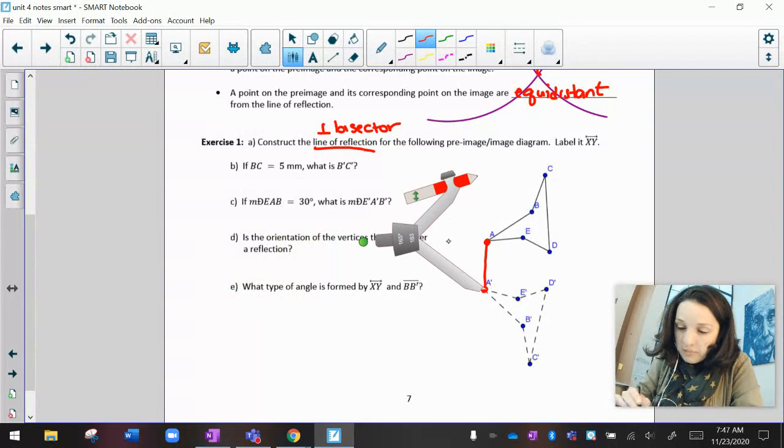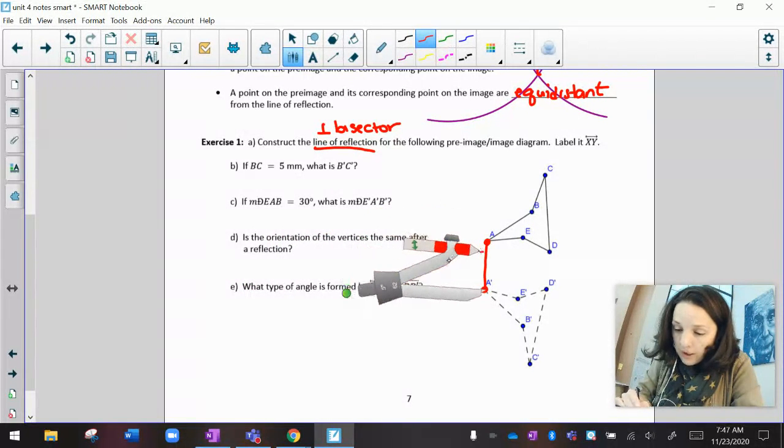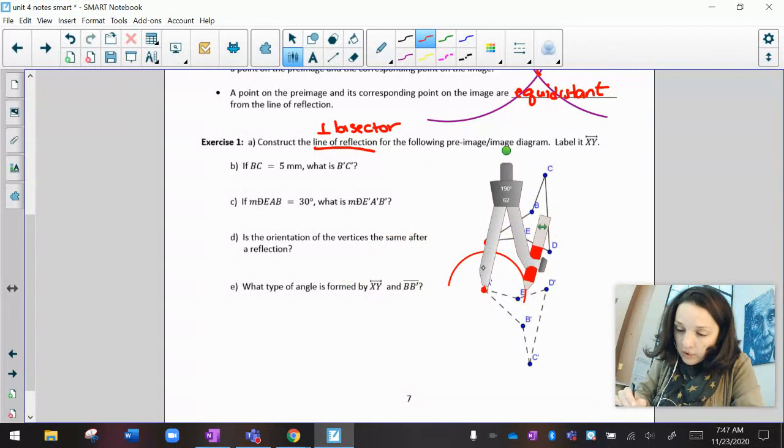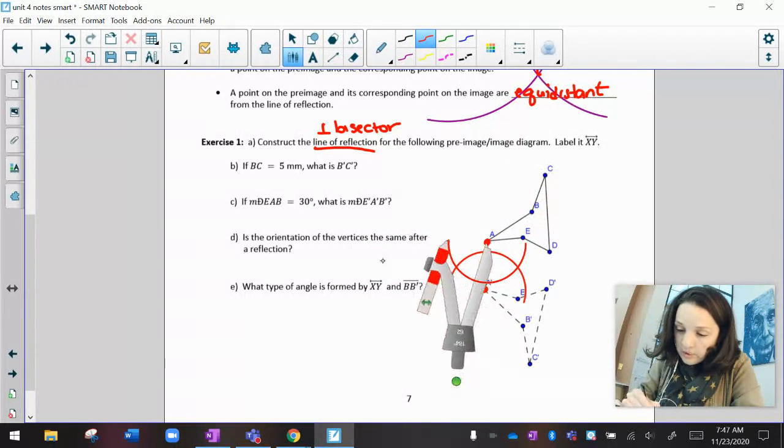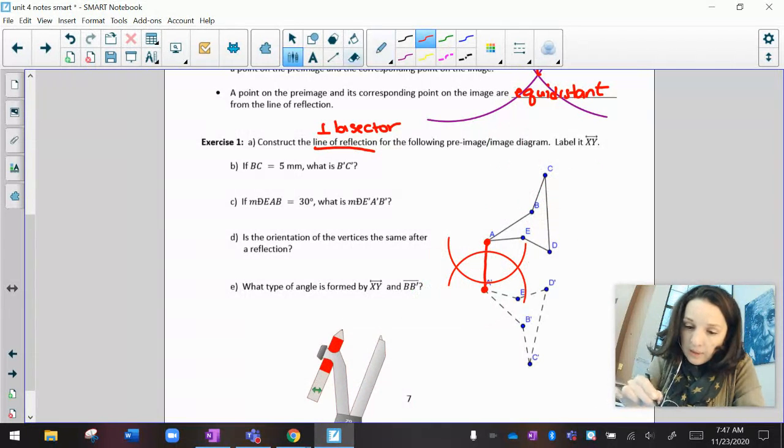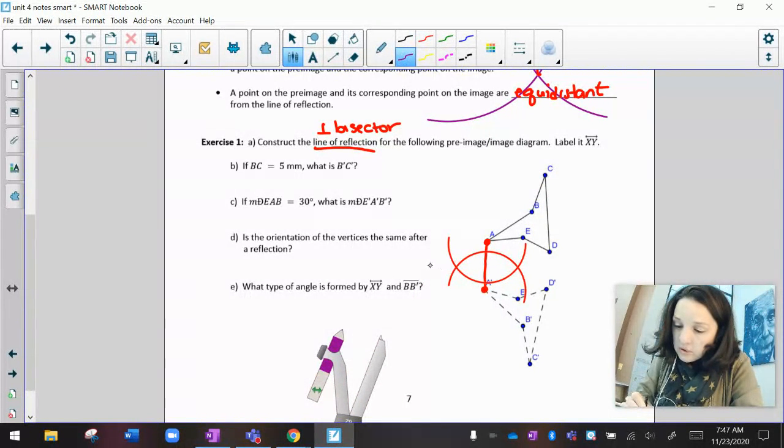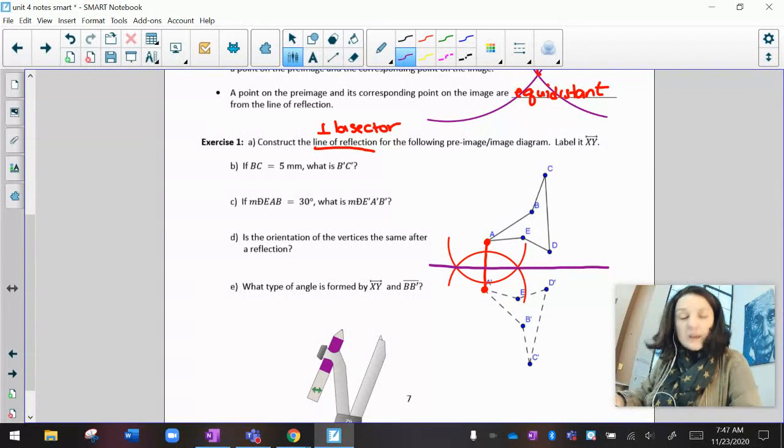I'm going to grab my compass. I'm going to open more than halfway, and I'm going to draw an arc from each endpoint. And then my perpendicular bisector is right here. And that sure looks like the line of reflection. Sweet, I did that right. It says do that and label it XY. So I'm supposed to call this XY.